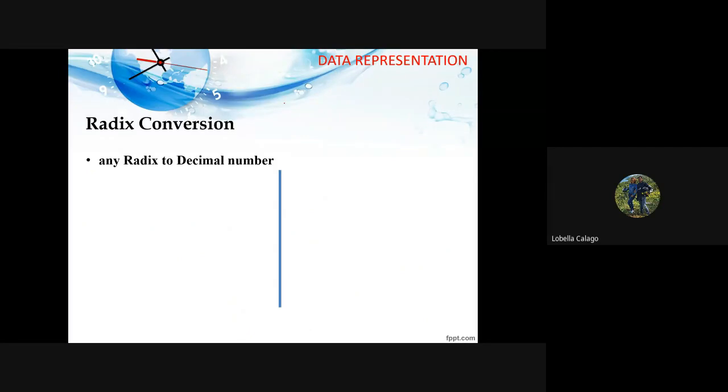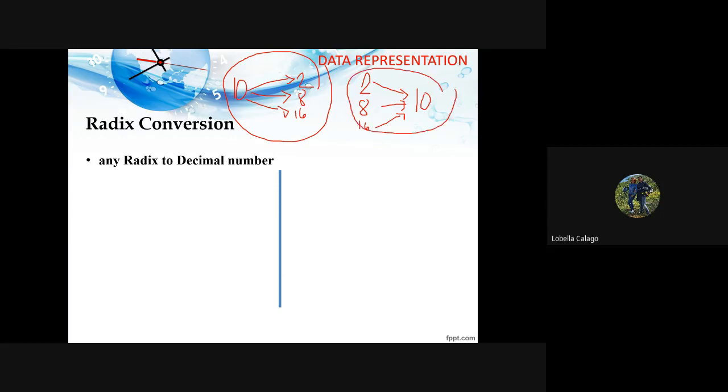Any radix to decimal number. So, yung kanina, category 1, from base 10, kinonvert sa base 2, base 8, base 16. Ngayon, ang category 2, from base 2, base 8, and base 16, ko-convert natin papuntang base 10. Yan po ang category 2, which is any radix to decimal number. Okay, so we will start.